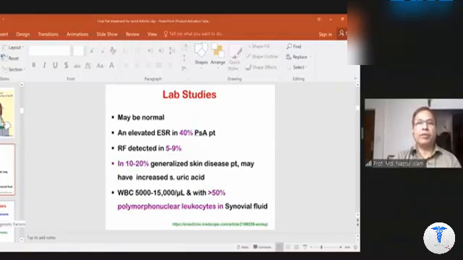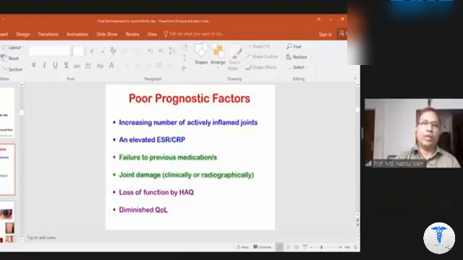Before starting treatment, we need some information about whether the person has poor prognostic factors or not. These are a higher number of inflamed joints, elevated ESR and CRP, failure of previous medications, joint damage clinically and radiologically, loss of function by HAQ, and diminished quality of life. If someone has these poor prognostic factors, we need to consider them differently. It will be clear to you in the subsequent slide.